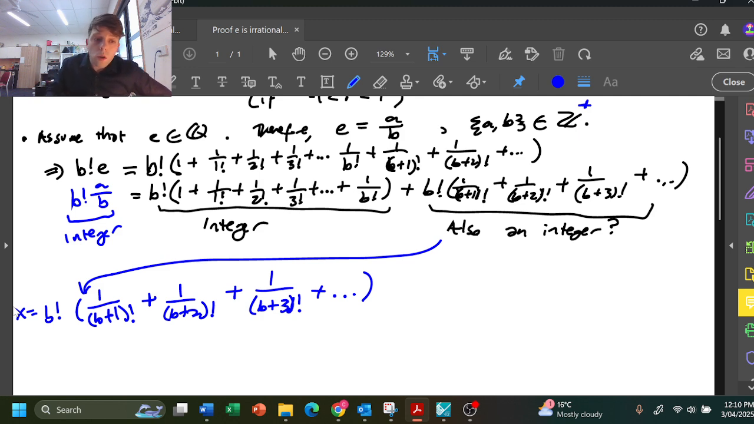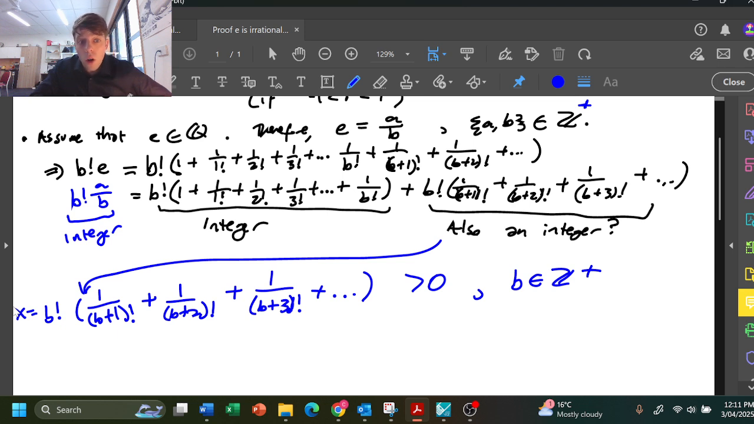So what do we know about this thing? Well, one thing that we know is that this must be larger than 0. Why is that? Well, because b is an element of the positive integers, right? So this denominator is a positive number. We have a positive number times a fraction, and that fraction, quite clearly, will be a positive number.